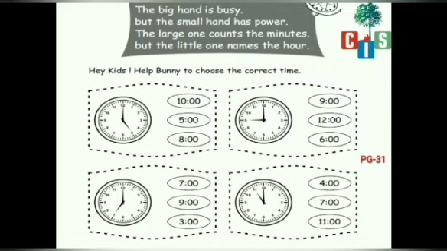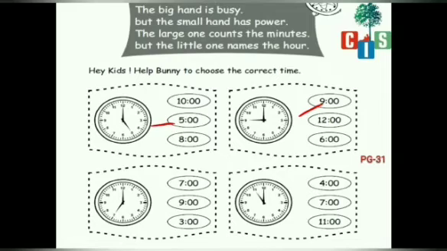What does the first clock say? 5 o'clock. The short hand is on 5 and the long hand is on 12. So we will match it to 5 o'clock. Right? Next. The short hand is on 9 and the long hand is on 12. So what will be the time? 9 o'clock. So match it with 9 o'clock.